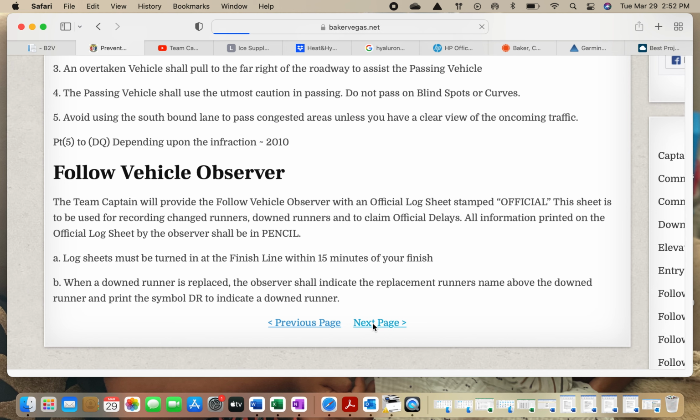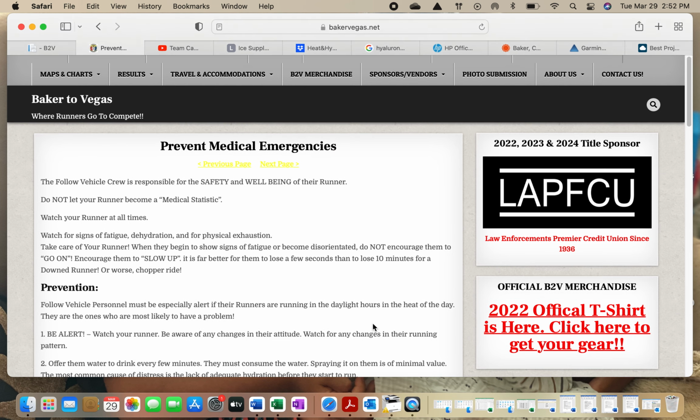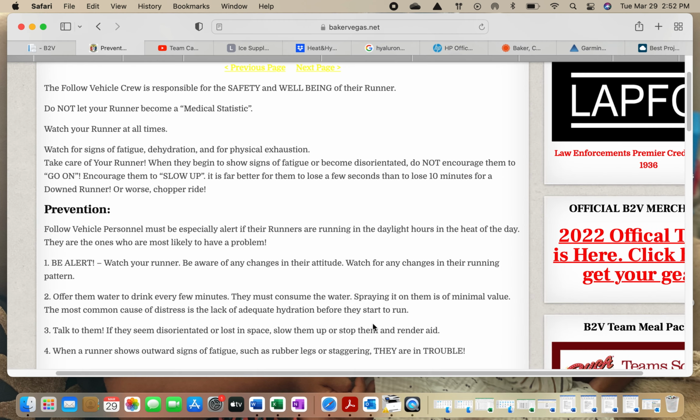Next page. Talk about medical emergencies here.